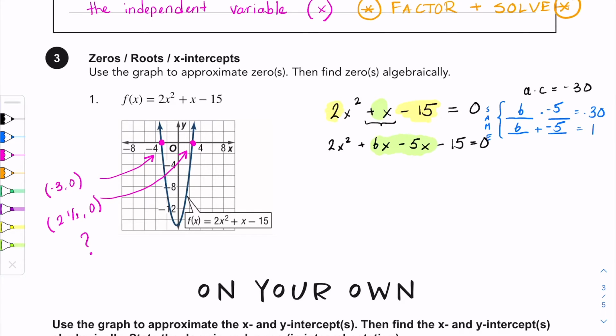After you do that, you group the first two terms and the second two terms. The first two terms has a GCF of 2x. Left over is x plus 3. The second group has a GCF of -5. Left over is x plus 3. This is equal to 0.